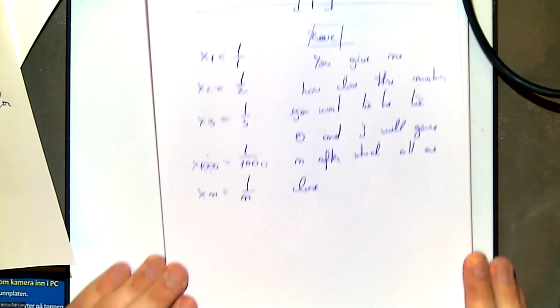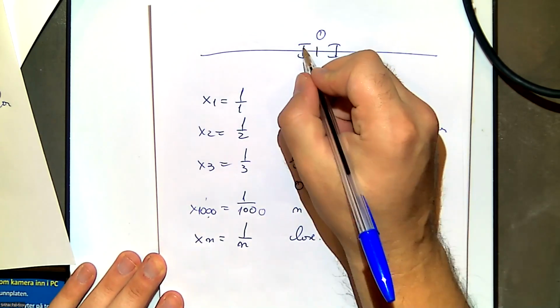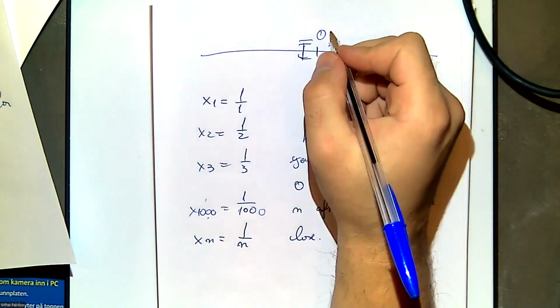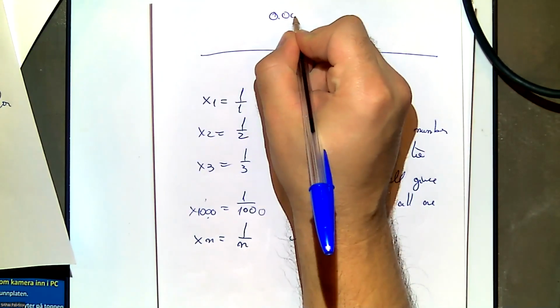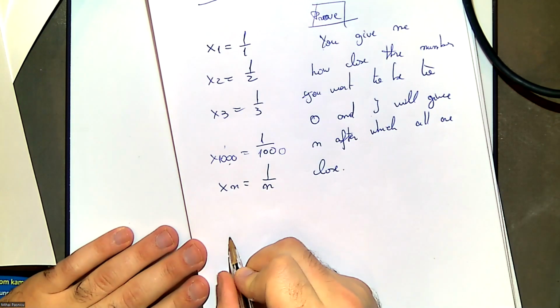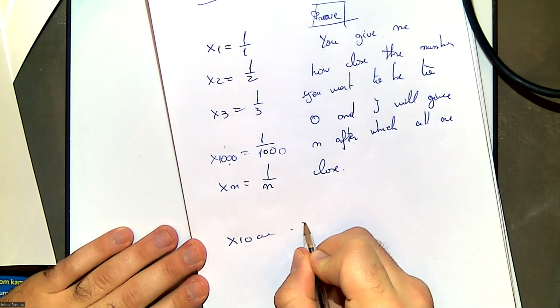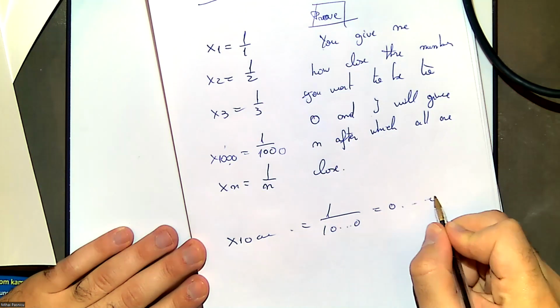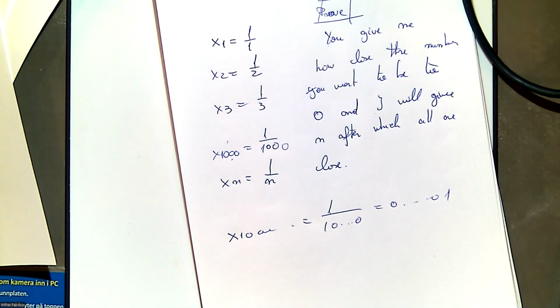So for example, if I want all my numbers to be as close to 0 as 0.00001, I will just choose all the numbers after x 1 million, which is going to be 0.000001. That's the idea. I'm just going to take all the numbers after x 1 million. So take x 1 million and 1, 1 million and 2, etc.